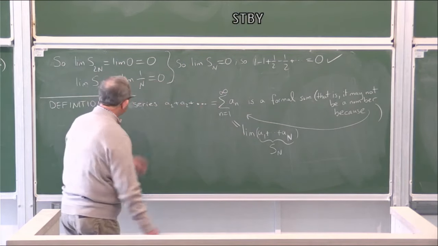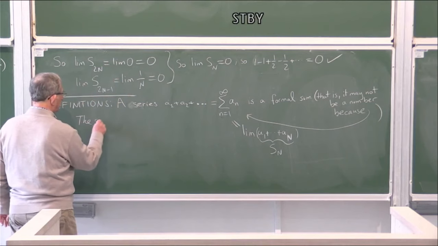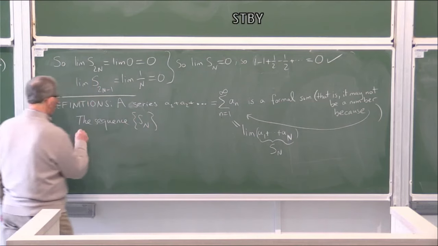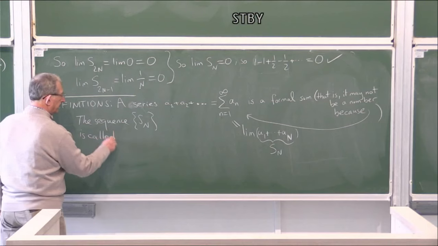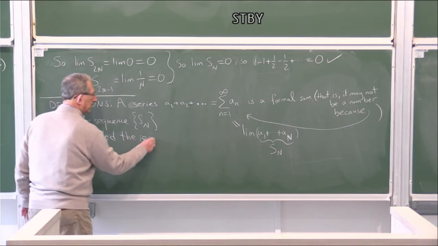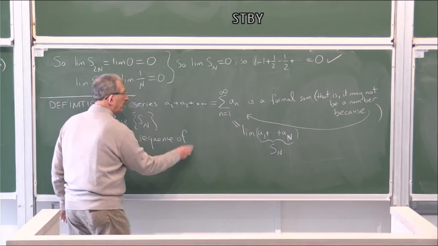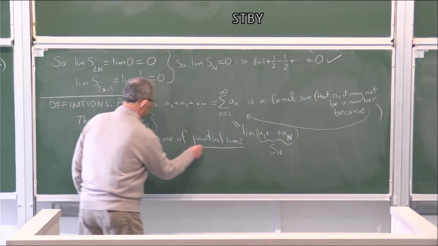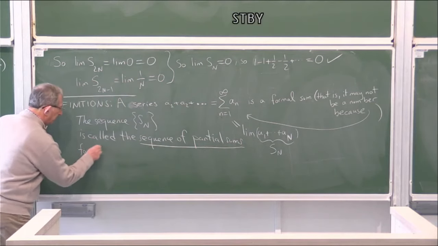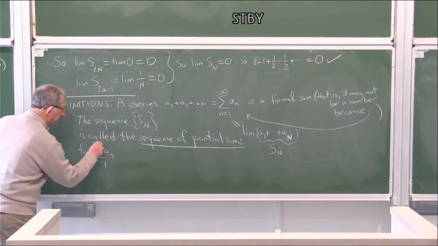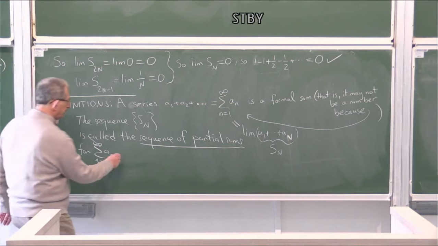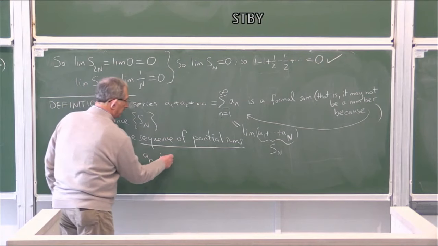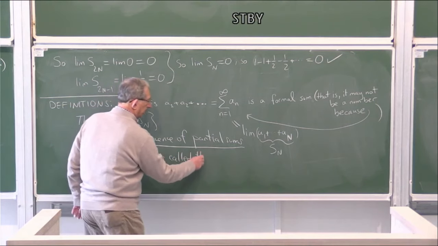The sequence Sn is called the sequence of partial sums for the sequence A, for the series A. And An is called the general term.